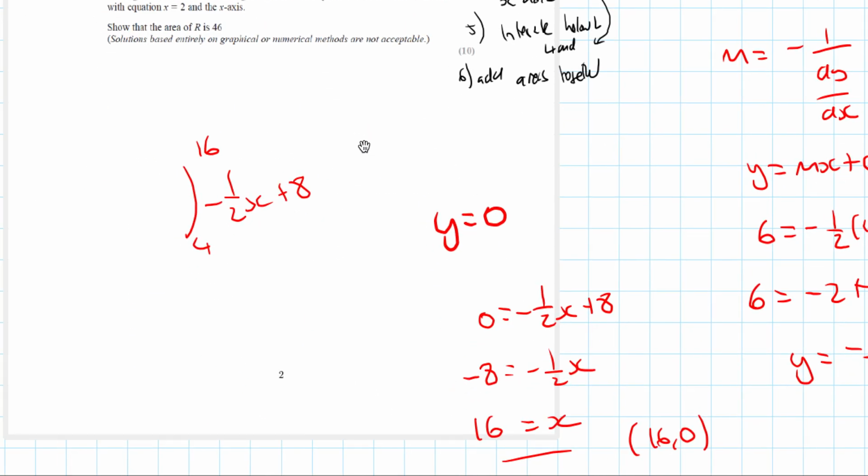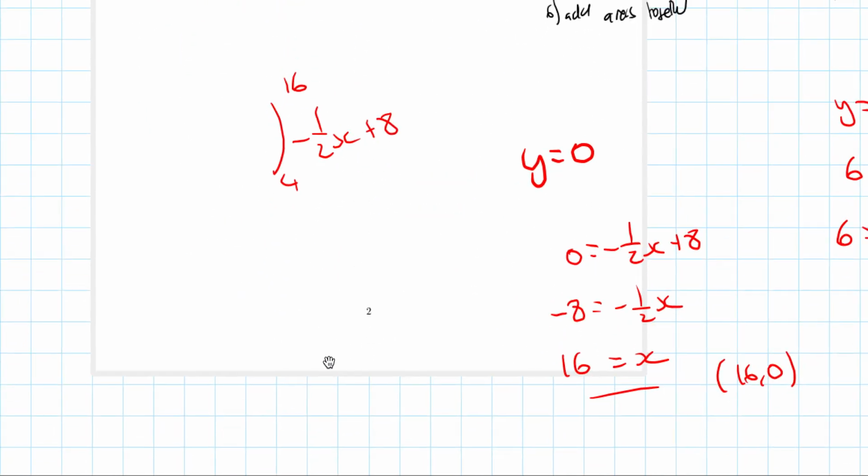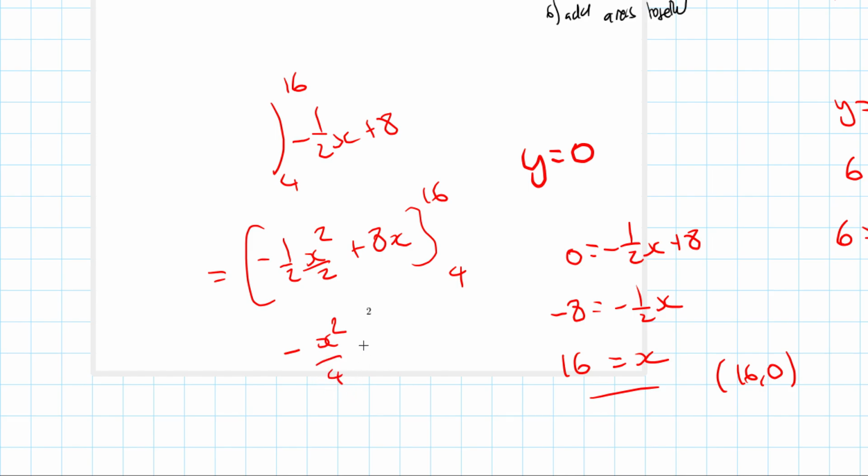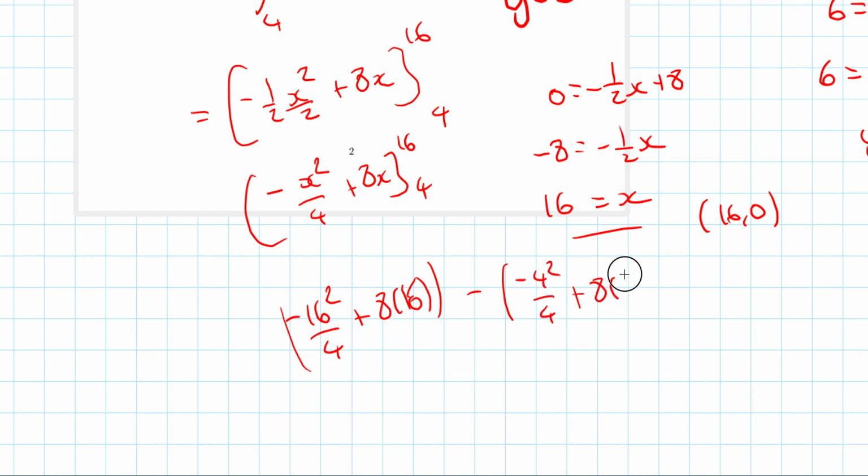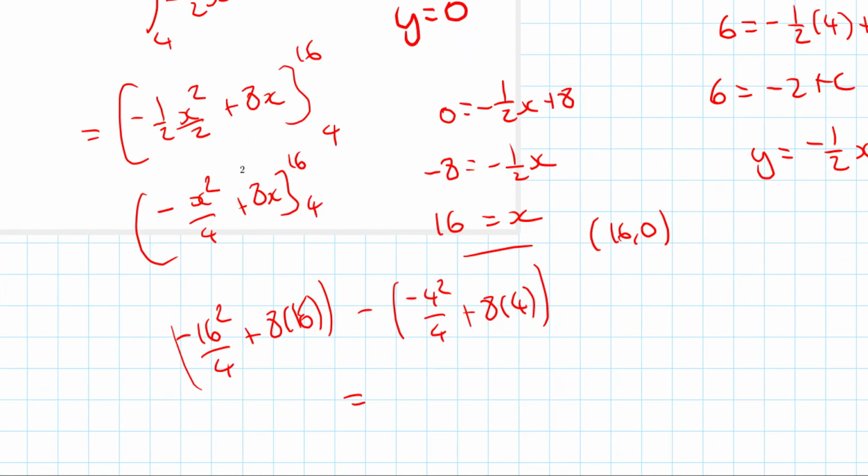Again, you can also integrate it, so by integrating it, you are going to get the following. Minus a half x squared over 2 plus 8x between 16 and 4. So this will go to minus x squared over 4 plus 8x between 16 and 4. And then you just plug your numbers in, so it's going to be minus 16 squared over 4 plus 8 times 16, and then we're going to subtract minus 4 squared over 4 plus 8 times 4. And again, if you plug those into your calculator, you should get the same answer of 36.